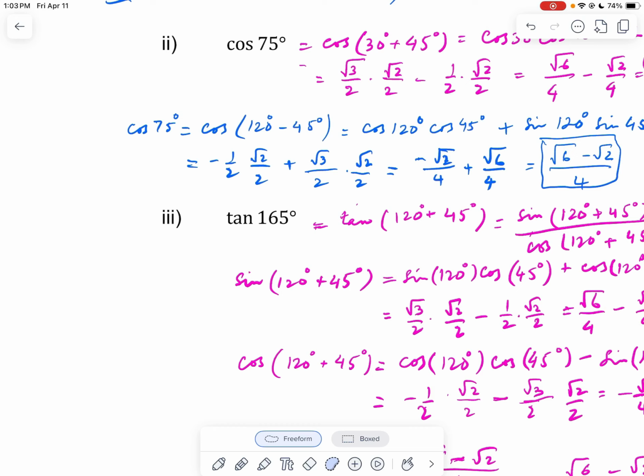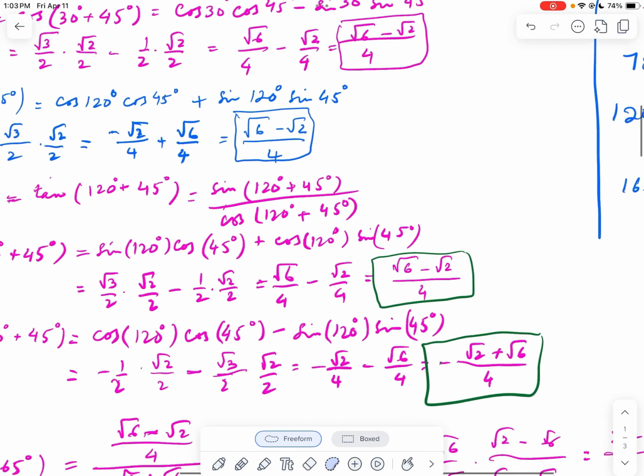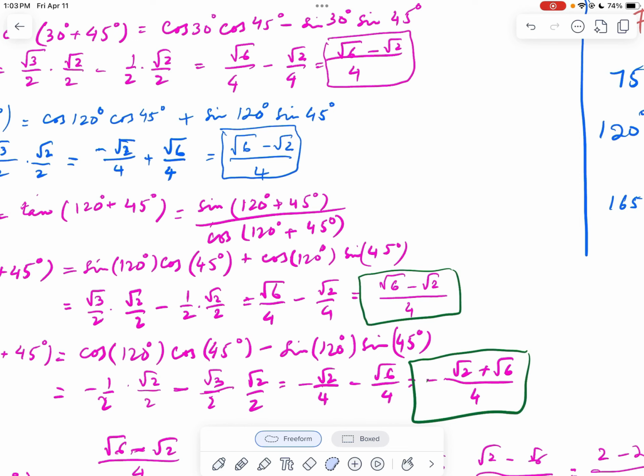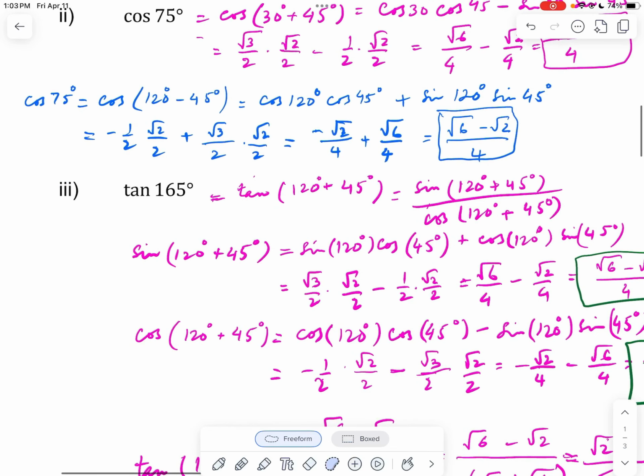So using cosine of 75 equal to cosine of 120 minus 45 becomes cosine of 120 times cosine of 45. And now, because it was subtraction, a difference of angles, on the right hand side we get a positive sign. So cosine of 120 times cosine of 45 plus sine of 120 times sine of 45.